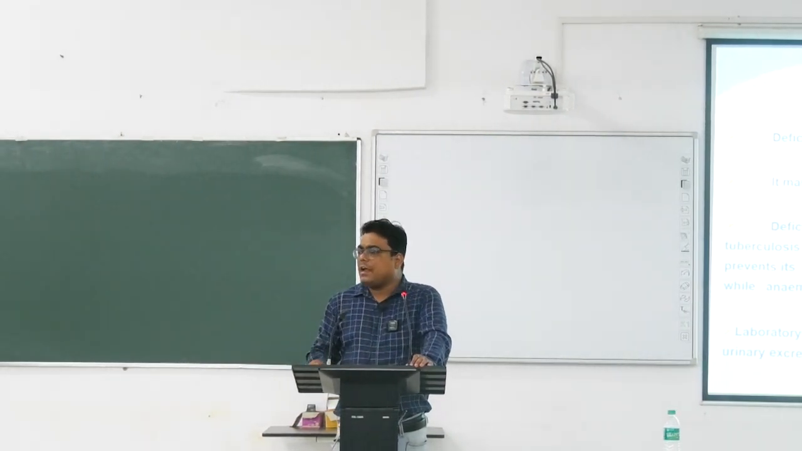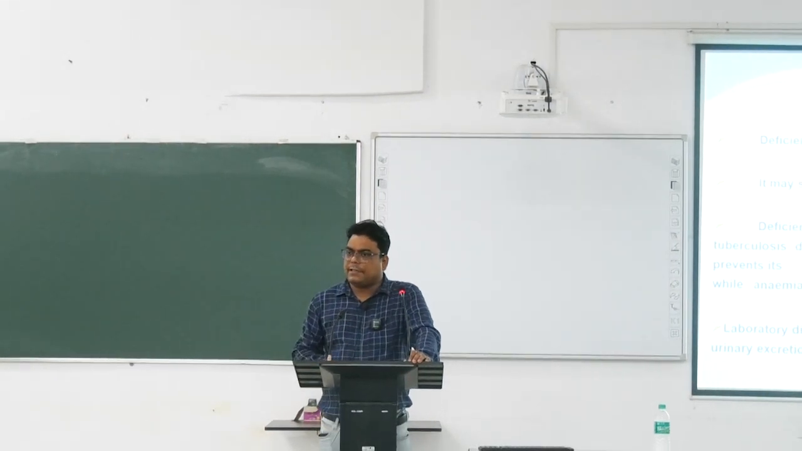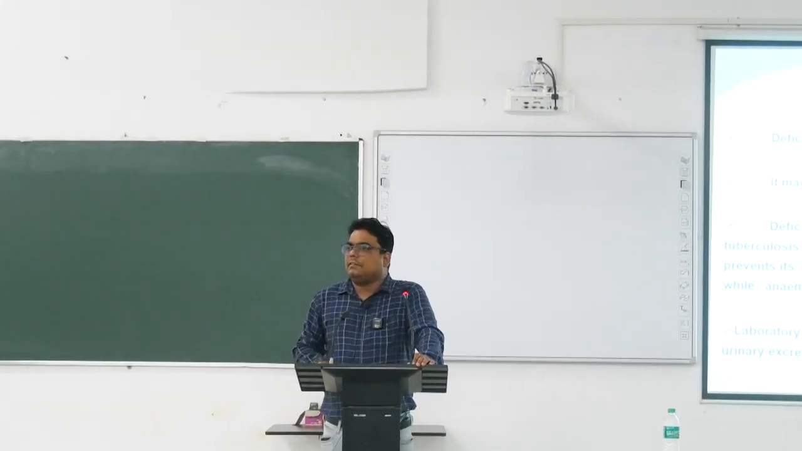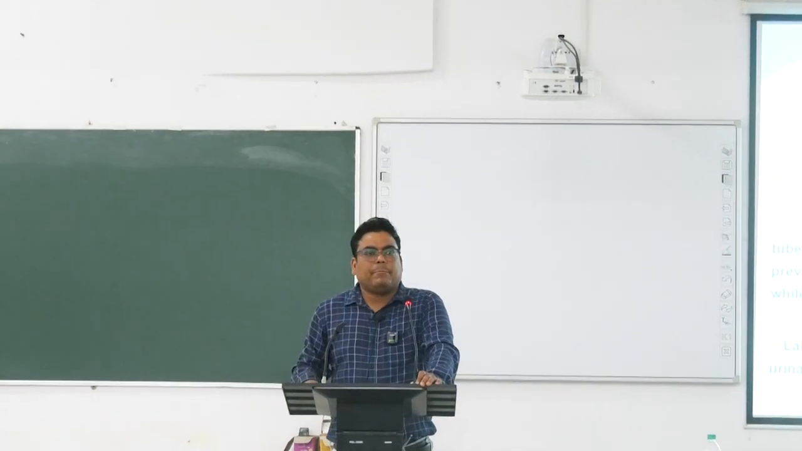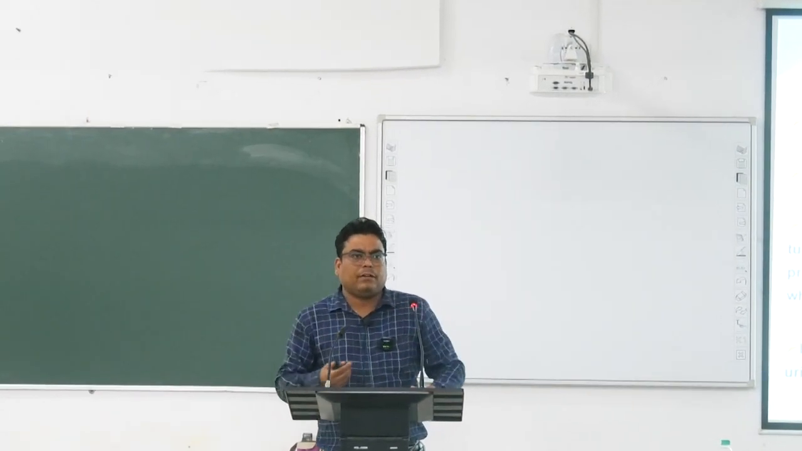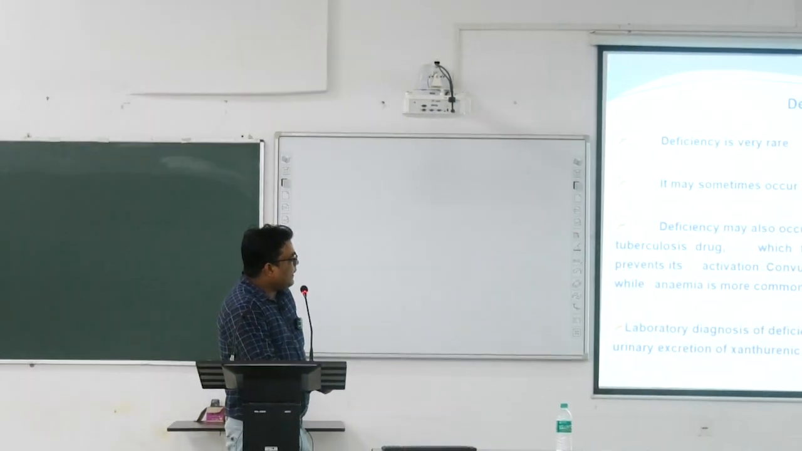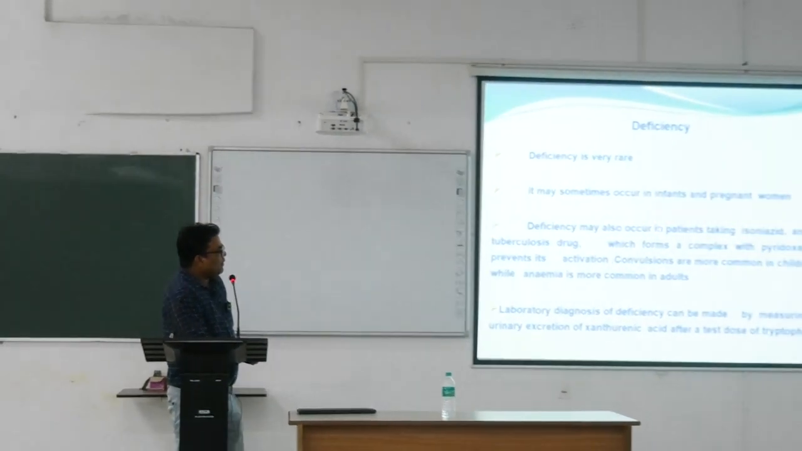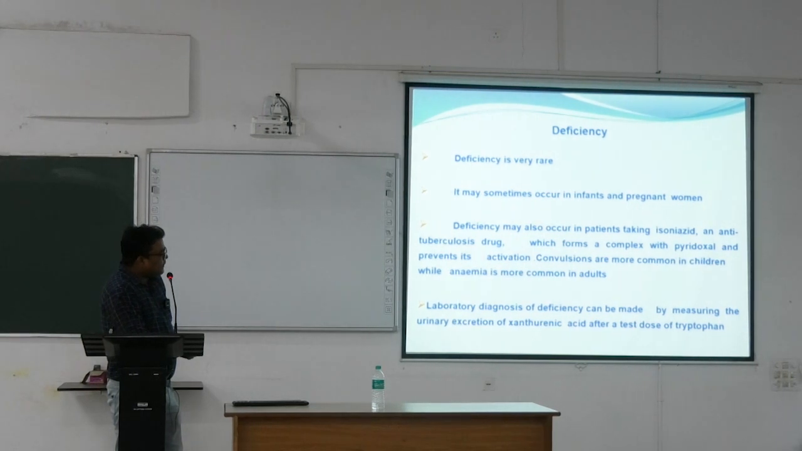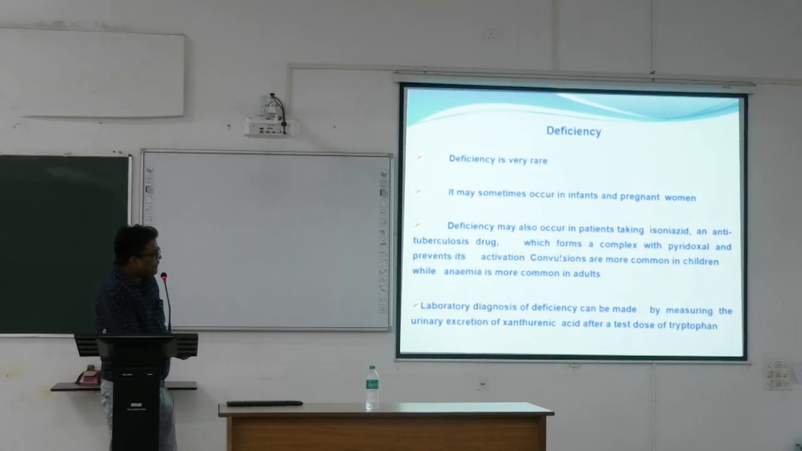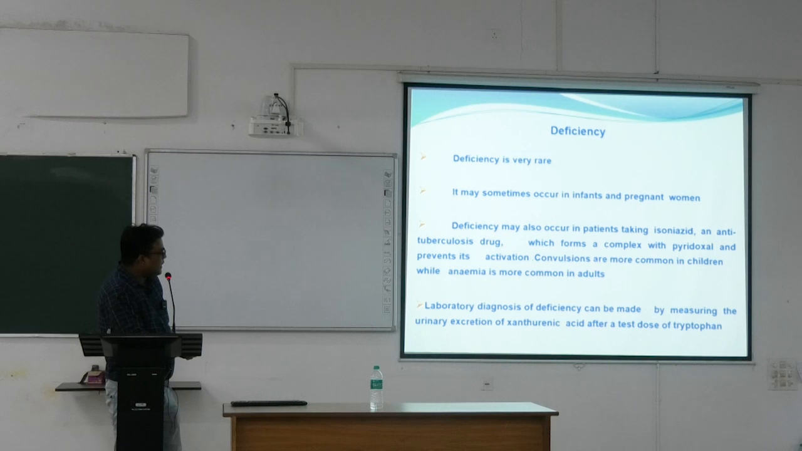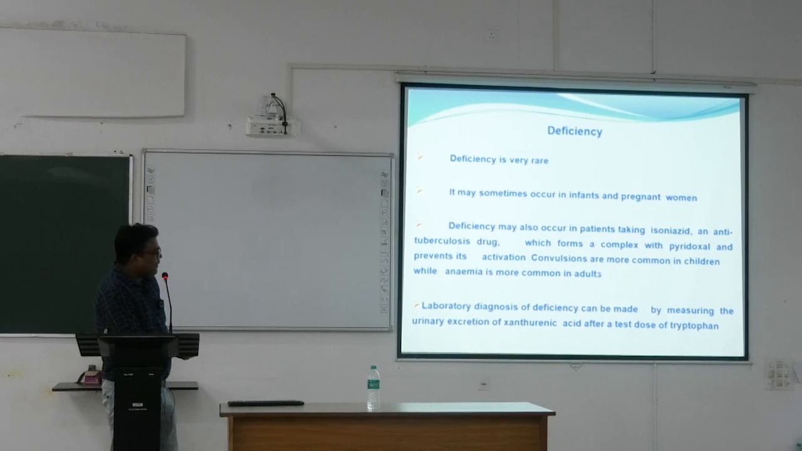Isoniazid is what? It is an anti-tubercular drug. What is the function of this anti-tubercular drug? It forms a complex with vitamin B6 so it is not absorbed in the body. It forms a complex with pyridoxal and prevents its activation. So when a deficiency occurs, what happens? Convulsions are more common in children, while anemia is more common in adults.